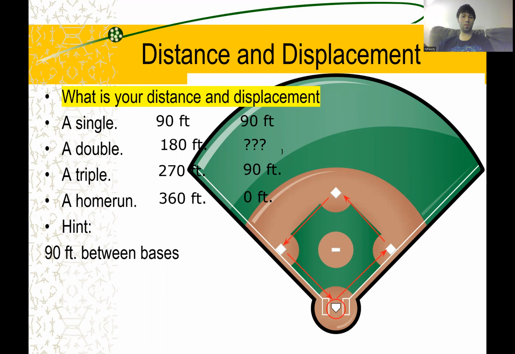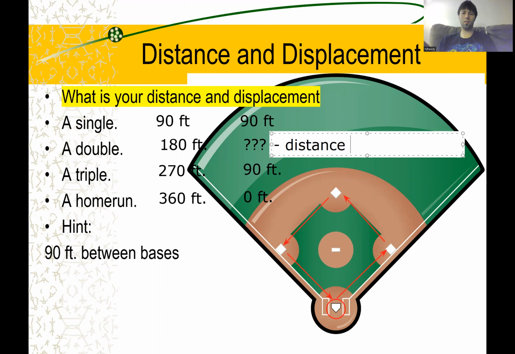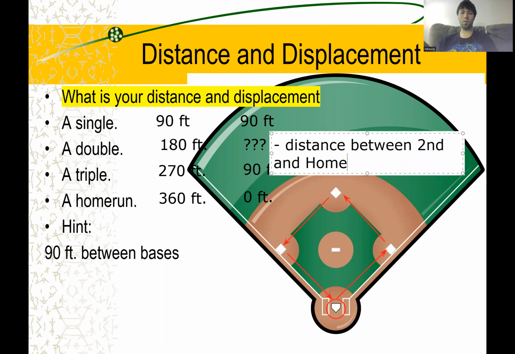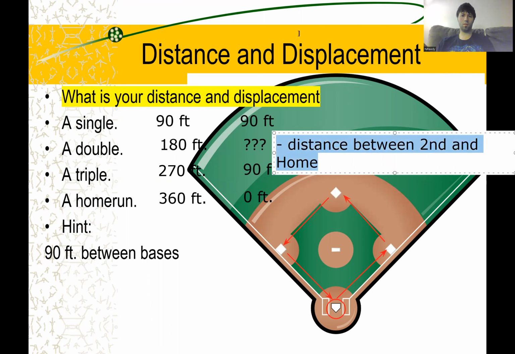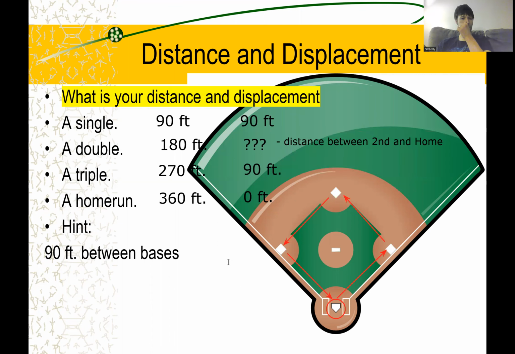So here's distance and displacement. And by the way, this little question mark here, let me just make sure this is clear, between second and home, in case you guys do want to try that, you can try this bonus problem. So there's a chart for distance and displacement for a 90-foot baseball diamond for single, double, triple, and home run.